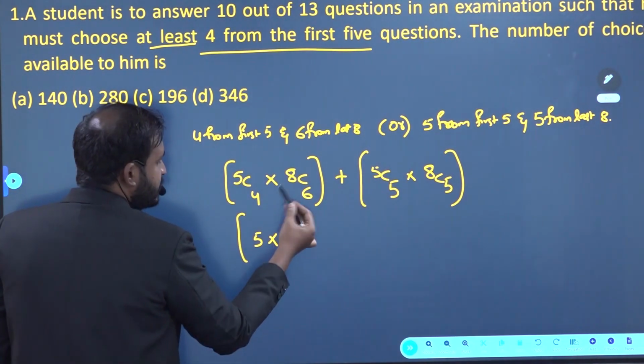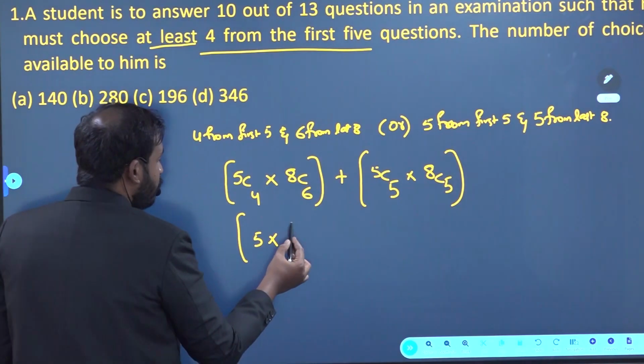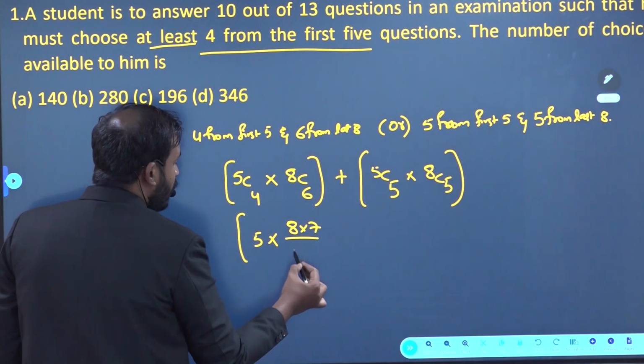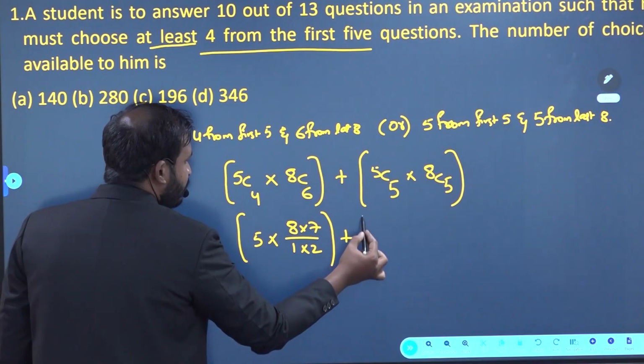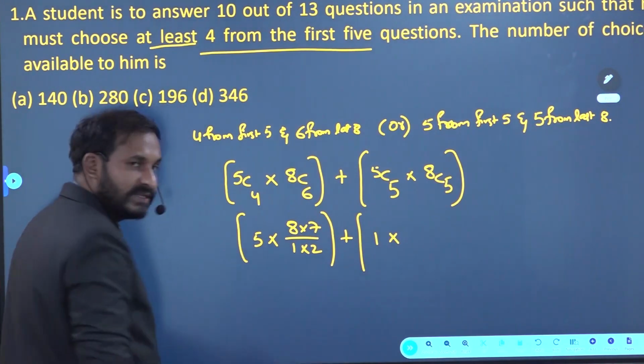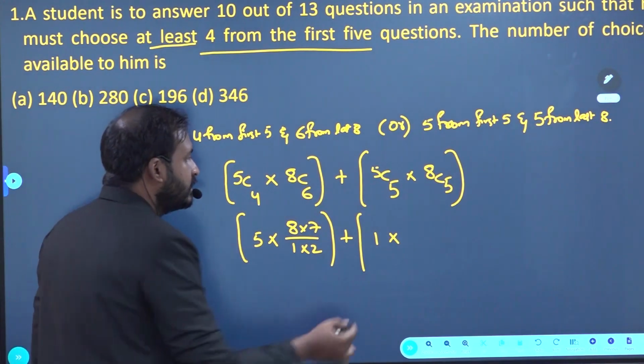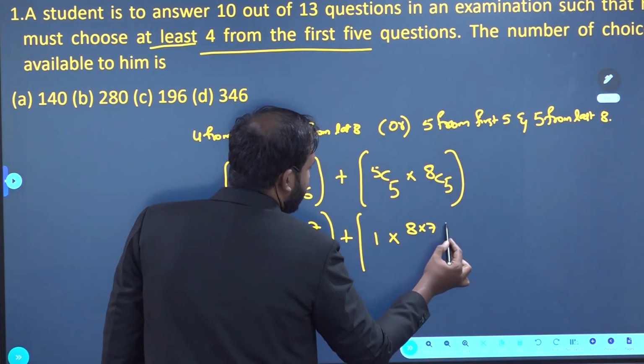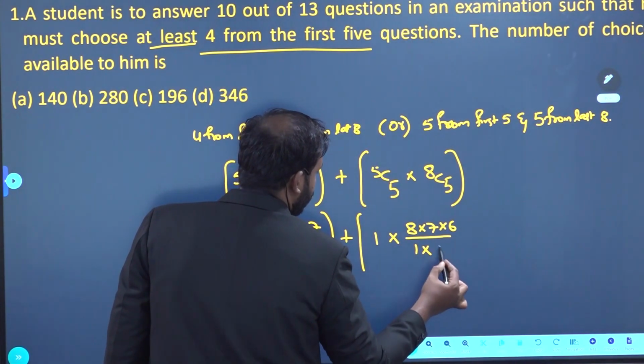8C6 is nothing but 8C2. So what will I write? 8 into 7 by 1 into 2, plus 5C5, which means 1, into 8C5, which is nothing but 8C3. So I will write 8 into 7 into 6 by 1 into 2 into 3.